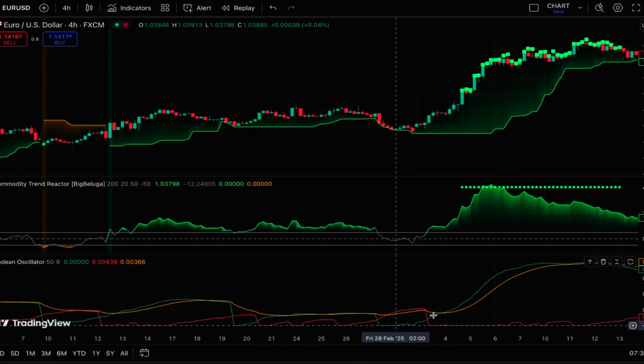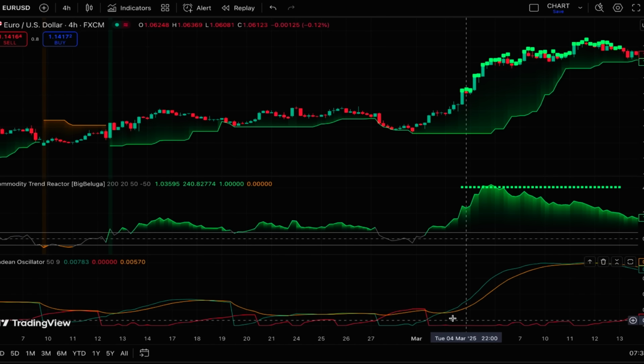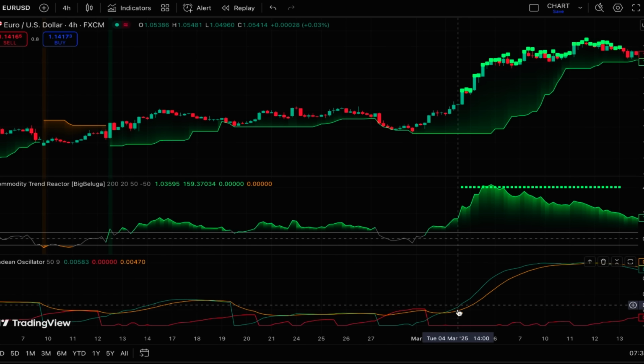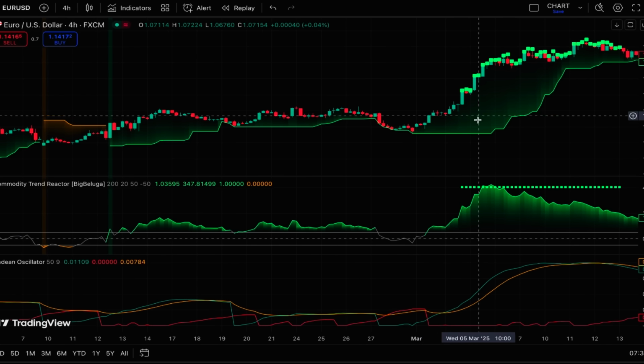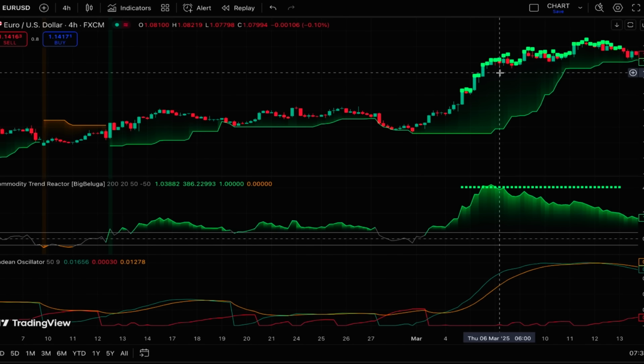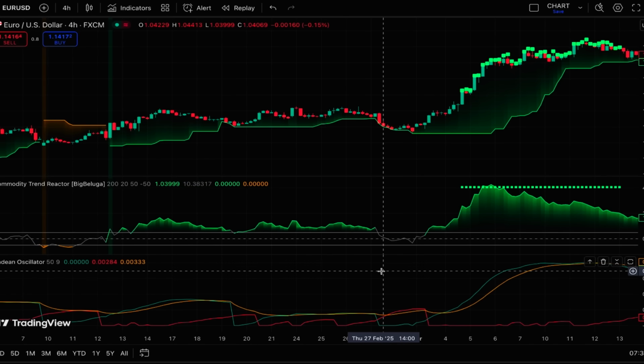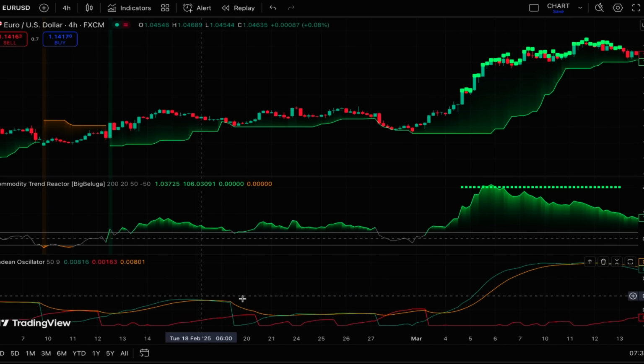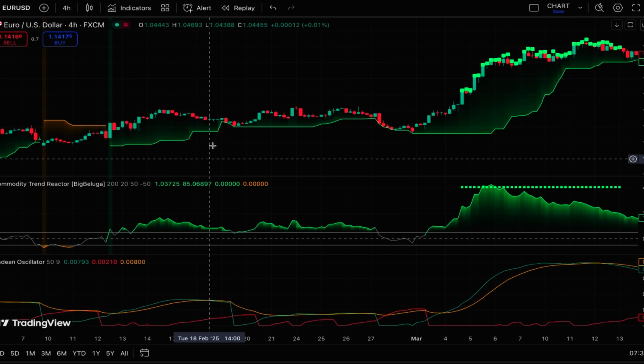As you can see, we have three lines here: green, red, and orange. When the green line is above the other two, it tells us that the price is advancing. When the red line is above the other two, it tells us that the price is declining. And in times that the orange line is above the other two, it tells us that the price is moving flat.